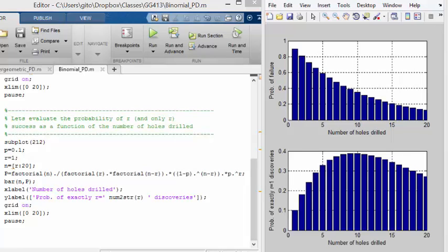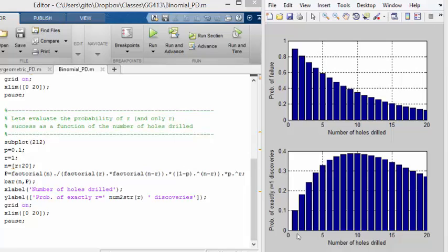So here we see the probability of exactly 1 discovery versus the number of holes. And again, with 1 hole we get a probability of 1 discovery of 0.1, but that probability goes up with the number of holes that we drill, and it looks like it reaches a peak, a maximum probability close to 0.4. So why, beyond 0.4, does the probability of drilling exactly one hole go down?